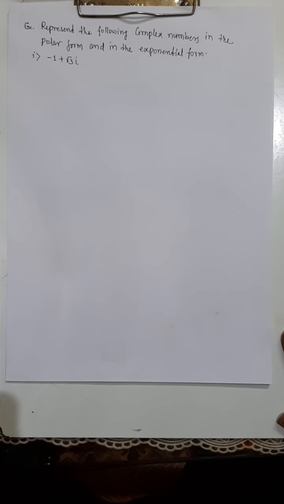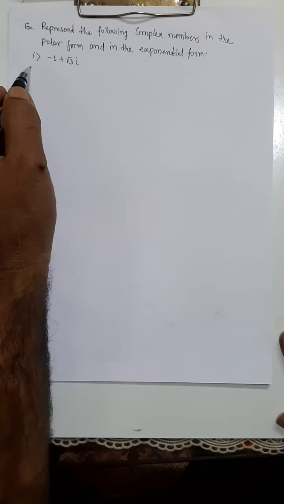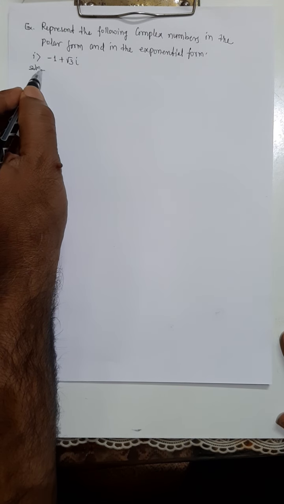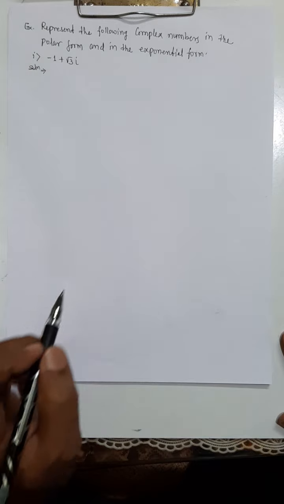We are going to solve problems on the polar form and exponential form. See your example. Represent the following complex numbers in the polar form and in the exponential form. Your complex number is given: -1 plus root 3i. We have to write this complex number in polar form and exponential form.